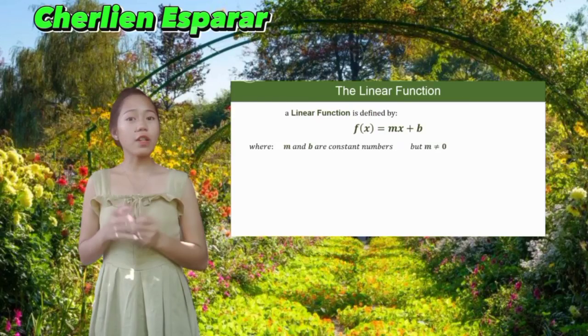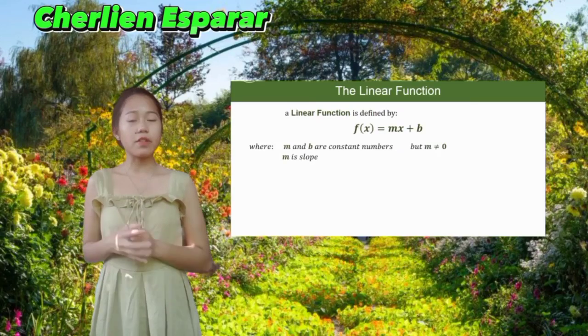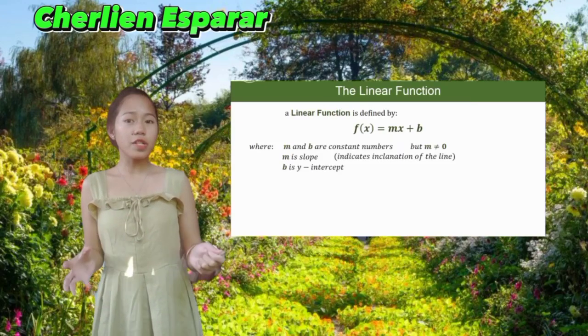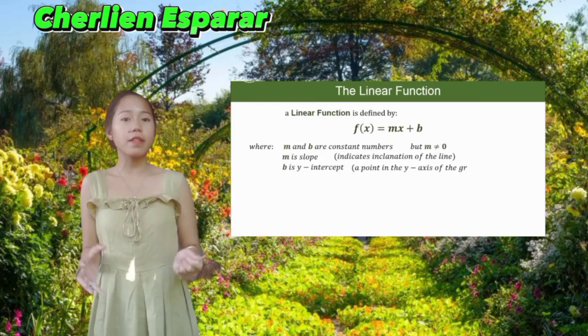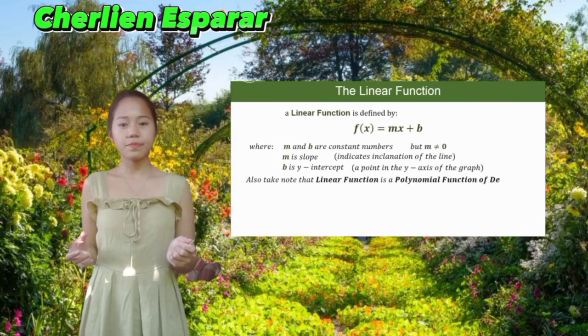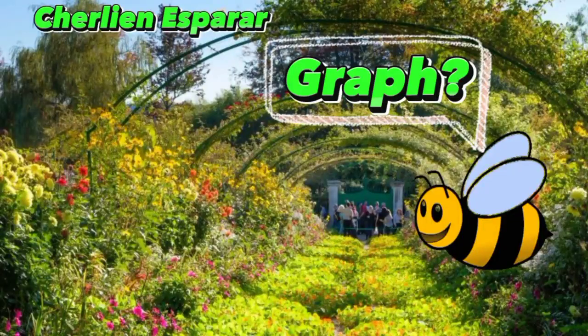Since a linear function is a continuous straight line, its domain and range consist of all real numbers. Graphing linear functions can be accomplished by first finding the x- and y-intercepts. Graph? Like this.